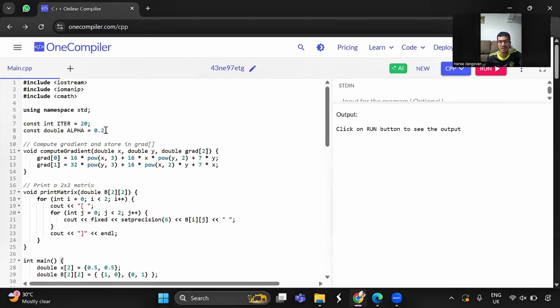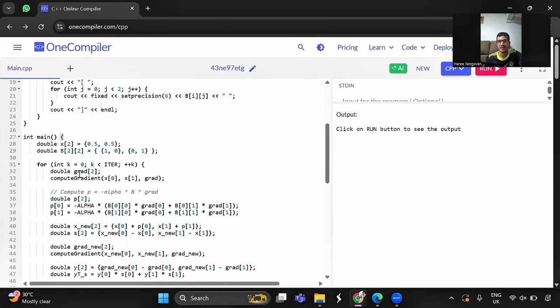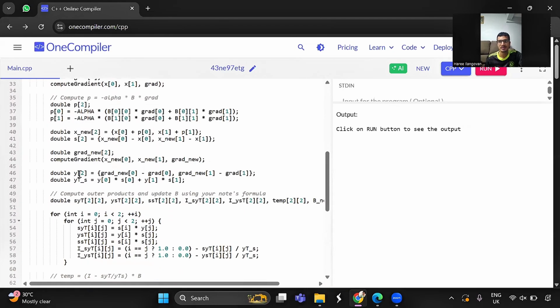also of 0.2. The first function is to calculate the gradient. So this is the gradient of x, and this is the gradient of y. And this function, void print matrix, actually prints the x and y iterations. And inside the main function, we have all the formulas.